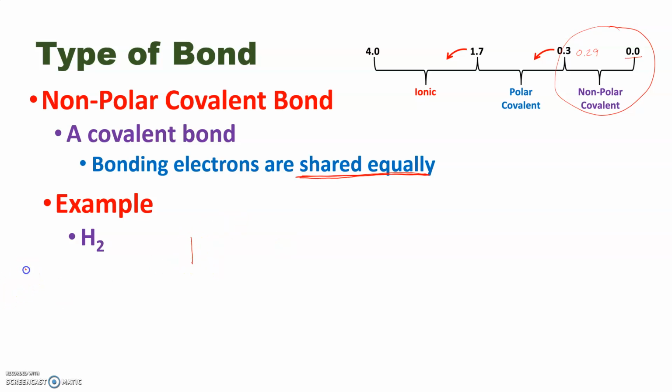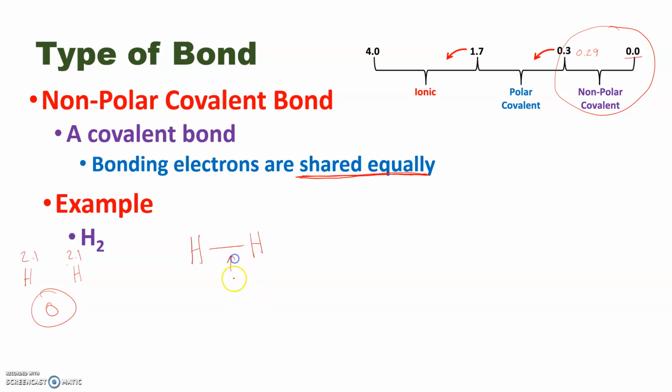The first thing I'd do is say, okay, I've got H and H. The difference between them is obviously going to be 0. They're both 2.1, if I remember right off the top of my head. I don't actually have a yellow sheet, so correct me if I'm wrong. All I know is the difference is going to be 0. So to draw this bond, I would draw H dash H.